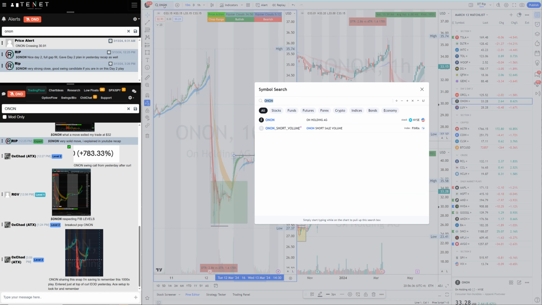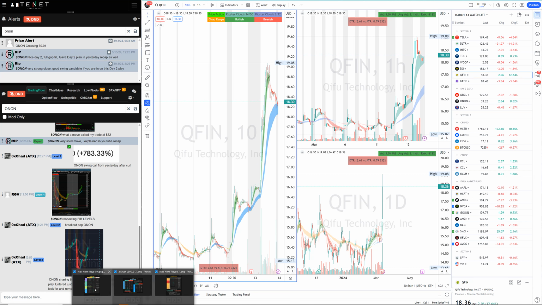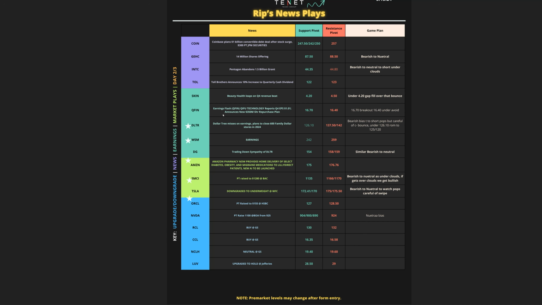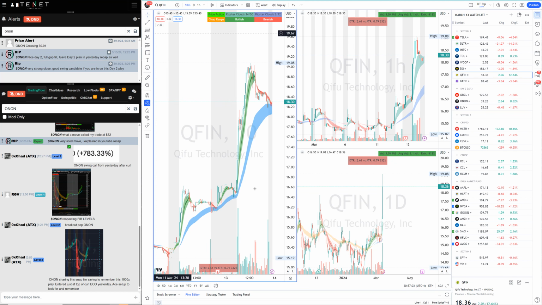Next one we're going to look at is QFIN. That's also from our news play. Let's go back and look at the QFIN. What was the plan? QFIN had the earnings, and they also had a share repurchase plan. Their support was 1640 and the resistance pivot was 1670, I put it the other way around. I said 1670 is the breakout. Under 1640, avoid it. Simple plan, clean levels.